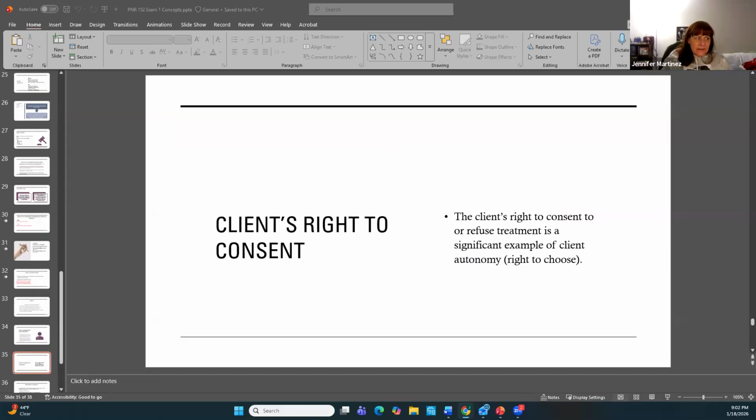We look at consent. The client does have the right to consent or refuse treatment. That, of course, is your autonomy, right? Again, it's all about education. We're going to give them all the information that they need in order for them to make an informed decision regarding their care. They have the right to choose whether or not they want to accept that care.